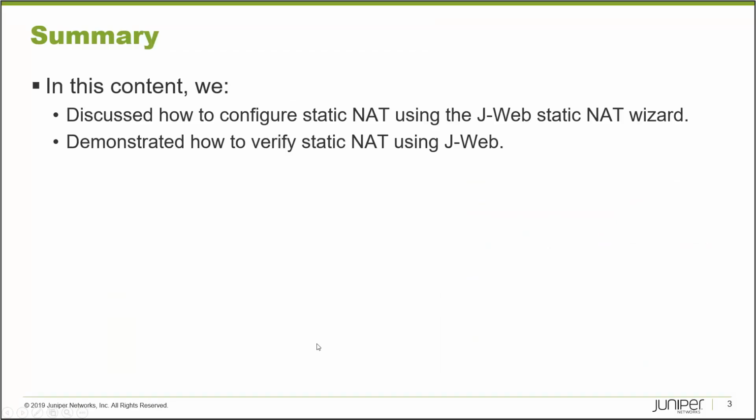So that brings us to the end of this learning byte. In this learning byte, we discussed how to configure static NAT using the J-Web Static NAT Wizard, and then we demonstrated how to verify static NAT using J-Web. And we also used the CLI to look at the session table to see which IP addresses were being translated to what. So as always, thanks for watching.